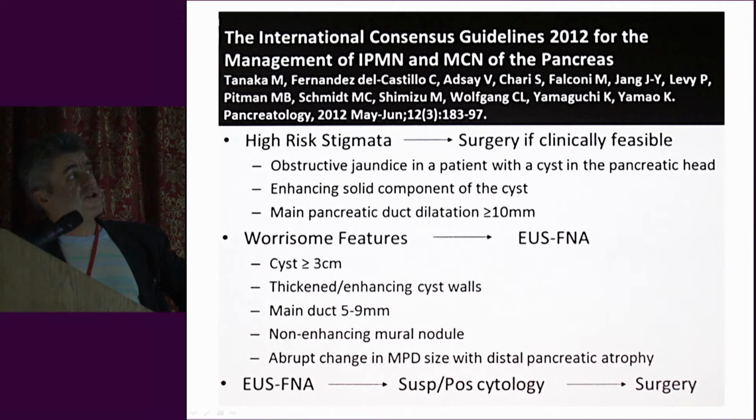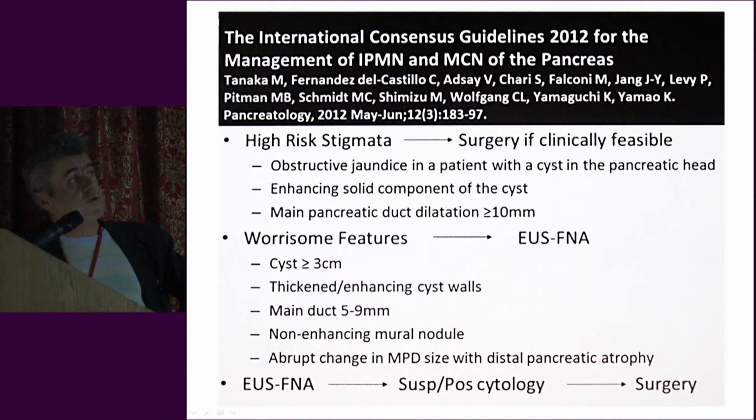There are no biopsies here because, generally speaking, there's three clinical signs that you should take into account, and they are quite sufficient in order to take decision that the patient is surgical type. And also, when we have a cyst up to 3 centimeters, certain thickening or changes in the cyst walls, when the main duct is smaller than 10 millimeters, when we have some mural nodules, or when you are faced with abrupt change in MPD size with a distal pancreatic atrophy.